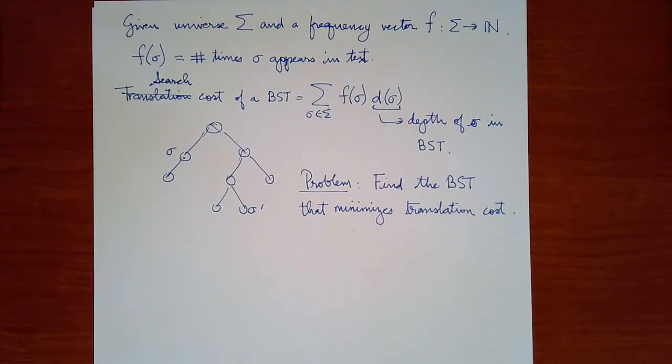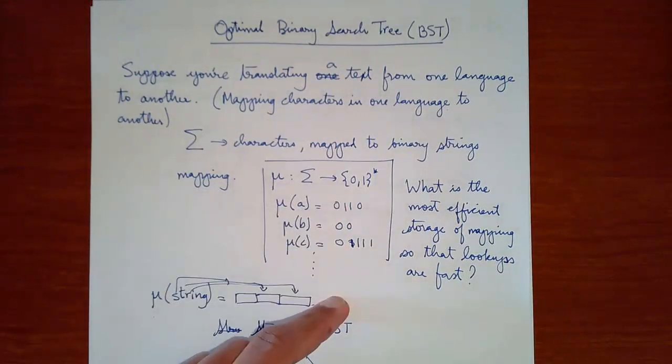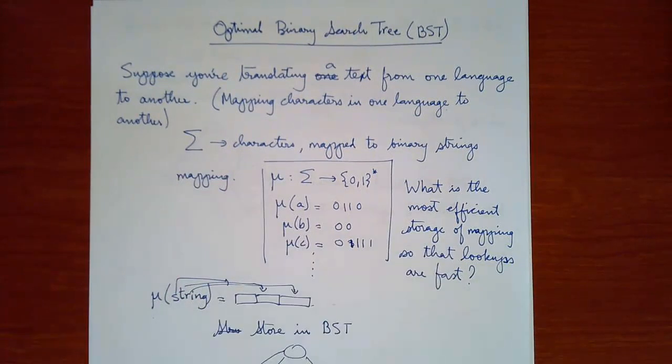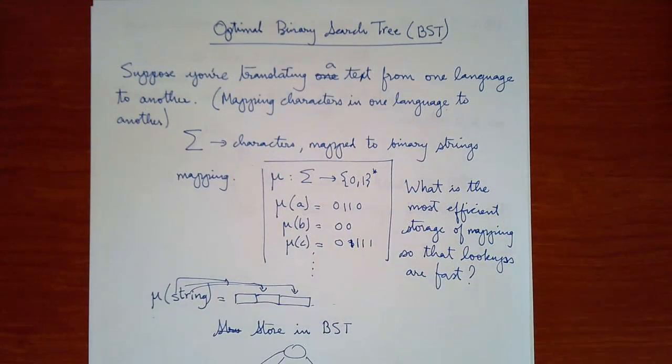But in the original problem statement you had to assign a unique code to every character. Don't worry about that; I'm not trying to construct the map. I have a map and I'm storing it. We will talk about Huffman coding, where you want to construct the most efficient map, but there you're trying to optimize the storage of the map. Here you're trying to store the map in such a way that lookups are fast.